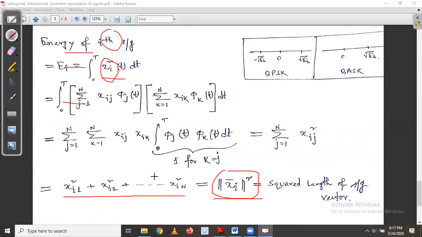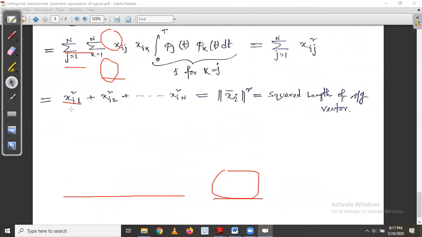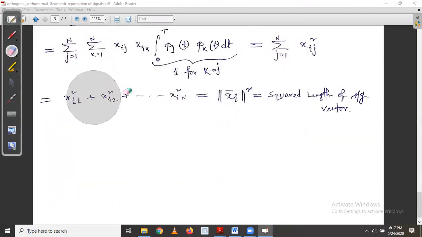Energy is nothing but the distance on the constellation diagram, or signal space diagram, or Euclidean diagram. Another name is Euclidean space. So this is how we can calculate the energy or distance of any message point from the origin. Up to this is the signal space representation, or geometrical representation, of signals. That is what we have discussed today.